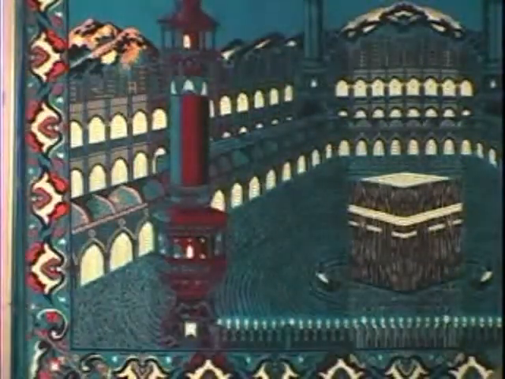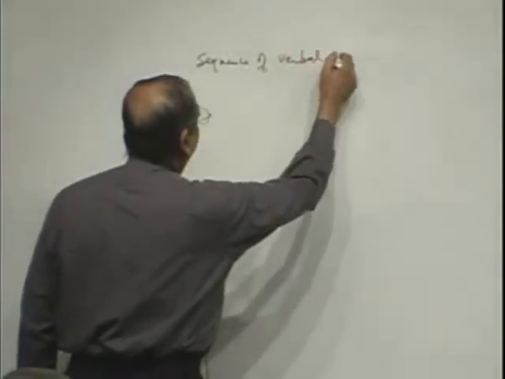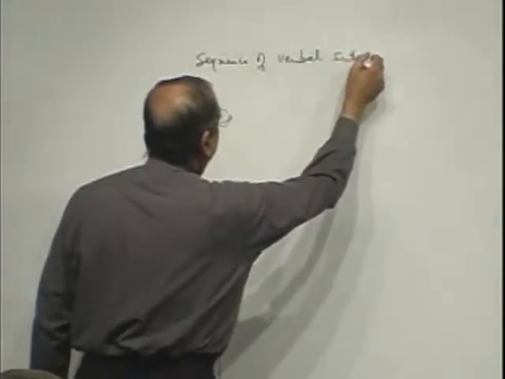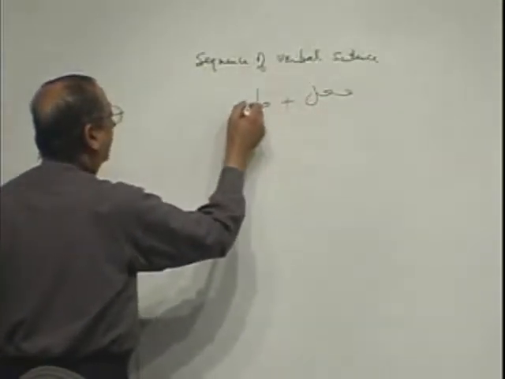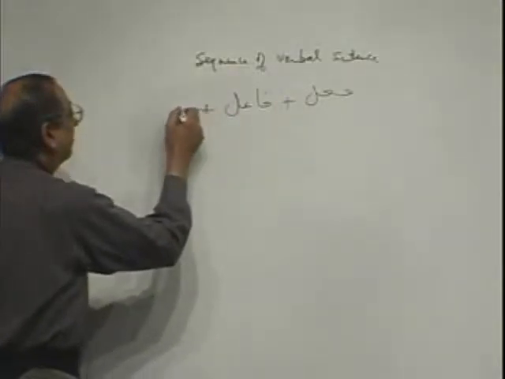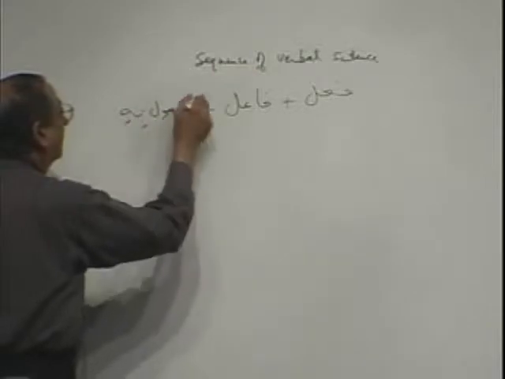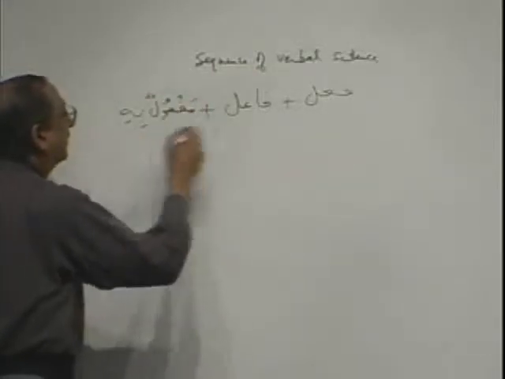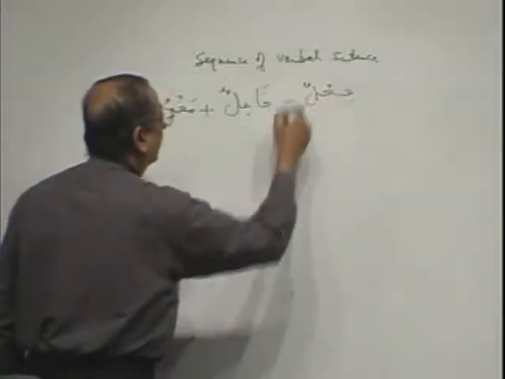Remember I told you the sequence of a verbal sentence? What is the normal sequence of a verbal sentence, brother? First is the fi'l, and then it is the fa'il, and then it will be the maf'ulun bihi. Fa'ilun fi a'la. Are you with me, brother?